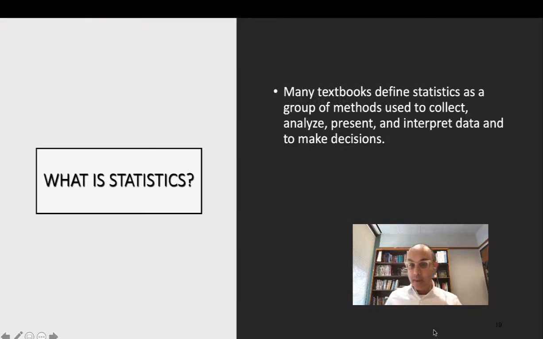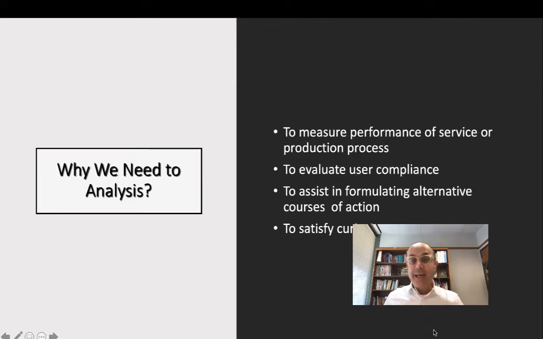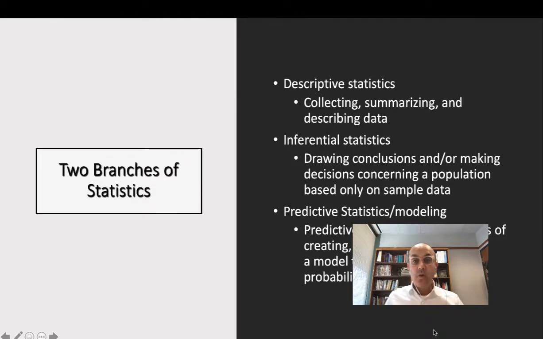Statistics is the idea of collecting and analyzing, and the ability to apply or provide interpretation to the data that we collect and help us to make better decisions. So the idea is, why do we need analysis? Because, as I said in module number 1, it allows us to assess or to formulate alternative courses of action in order for us to understand what we are doing.